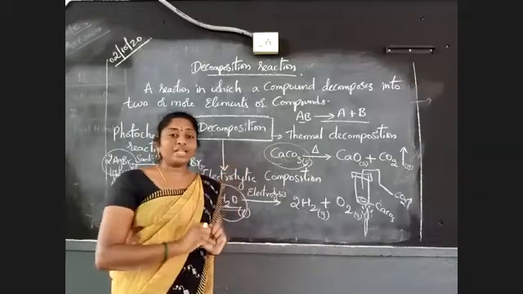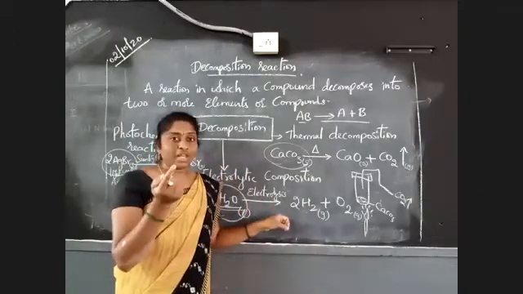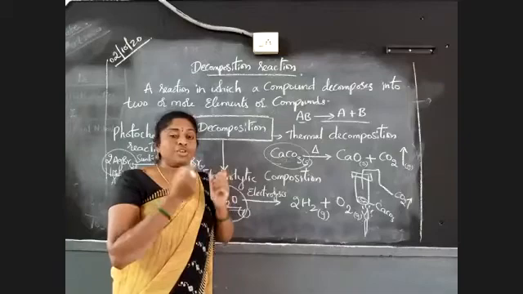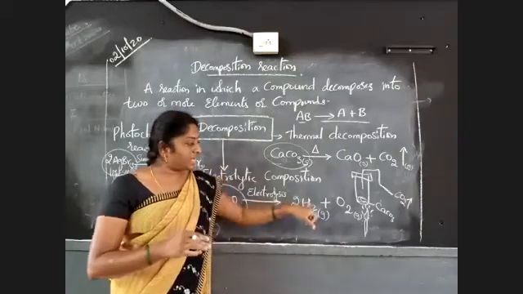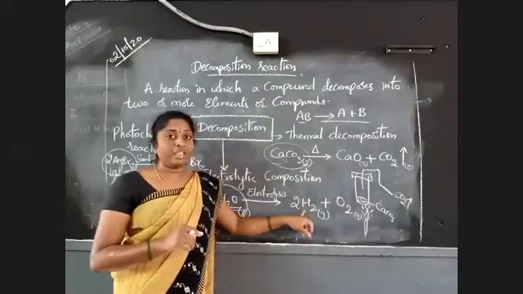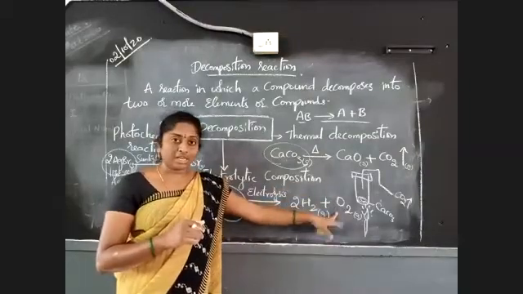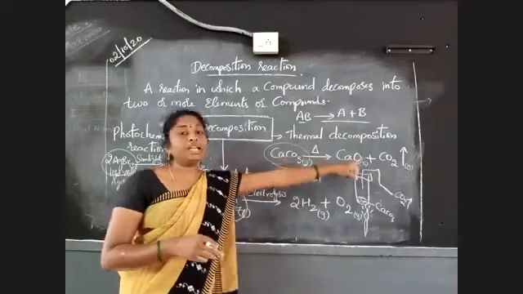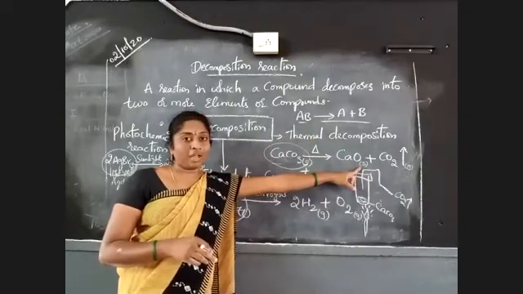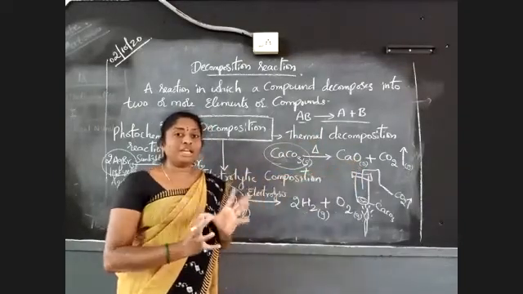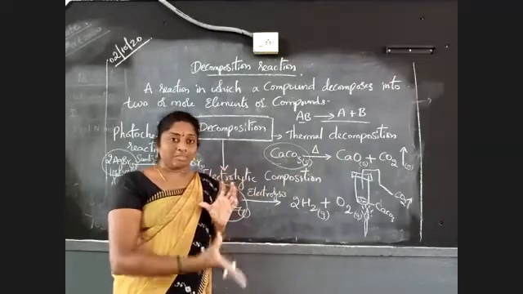How to identify the gas? Take a matchstick and place it near the gas. If you hear a pop sound, it indicates the presence of hydrogen. If the flame glows brightly, it indicates the presence of oxygen. If it is put off, it indicates the presence of carbon dioxide. Like that you have to identify which type of gas is liberated.